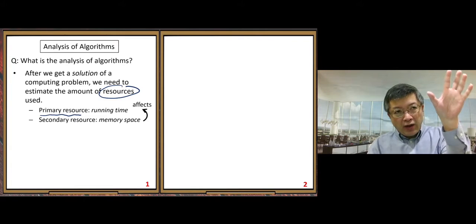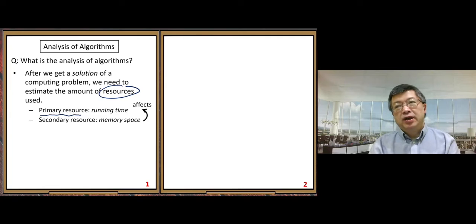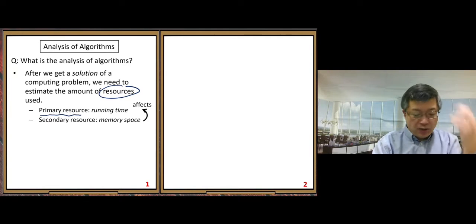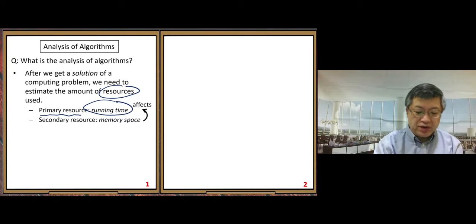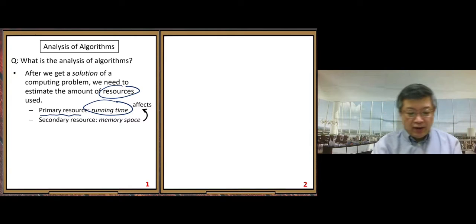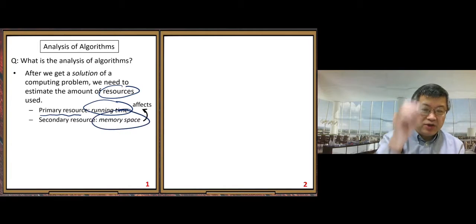So in your algorithm design, definitely the first and highest priority is to try to reduce the running time. After that, the next priority is to reduce the memory space.